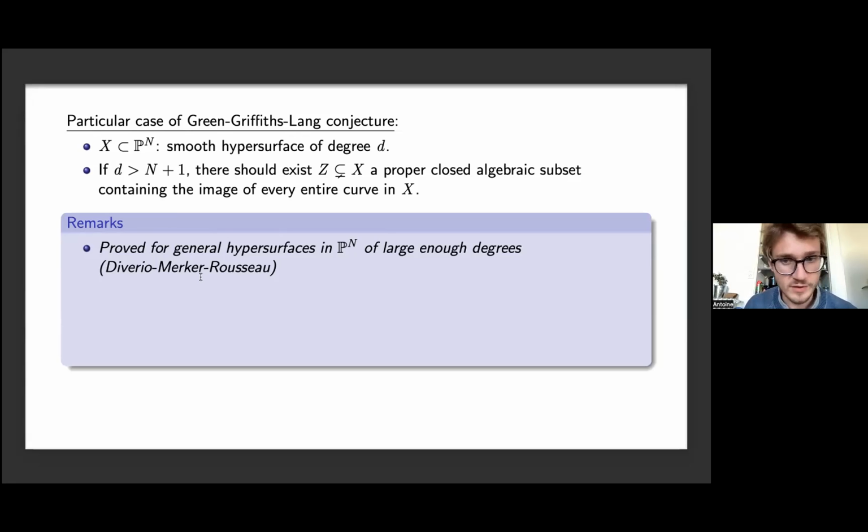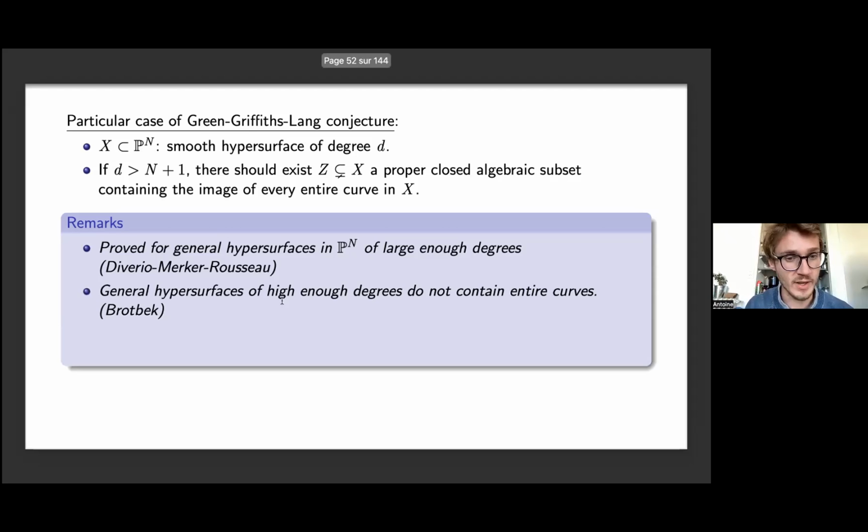And so this was for general hypersurfaces, and it was actually improved by Brotbek. Brotbek proved the same result, also with a very large degree. And he actually showed that in this case, we can take the proper closed subset Z to be empty. So just a bit of terminology: when there does not exist any entire curve, we say that the manifold is hyperbolic. So the statement of Brotbek amounts to saying that a general hypersurface of P^n of large degree is hyperbolic.